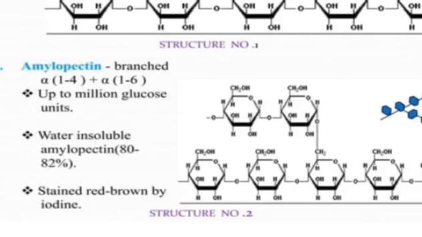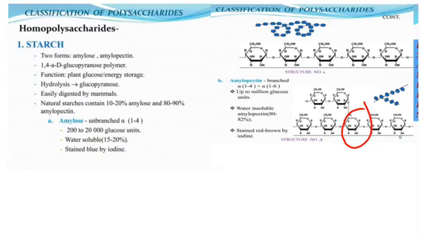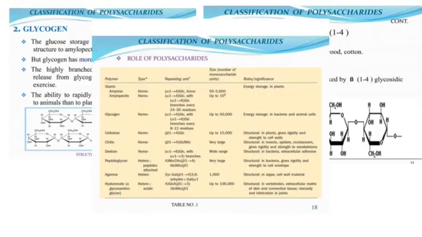So you can see it. They have branches. Those branches are alpha 1,6. You can see the branch here. This is where they usually branch, see the branch going up. So the bond here is usually alpha 1,6 glycosidic bond. So the bond here is alpha 1,6 glycosidic bond.